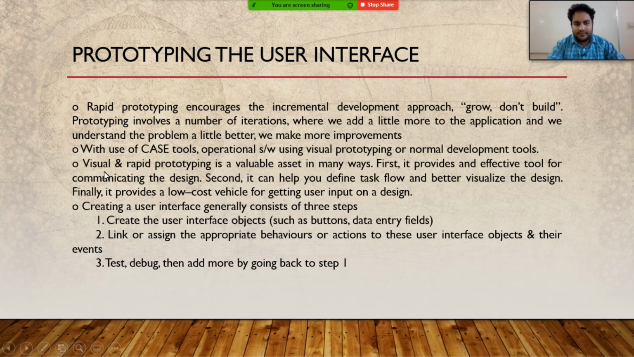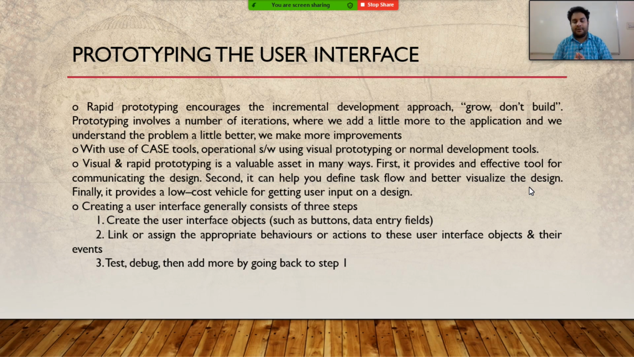So visual prototyping means it provides an effective tool for communicating with the design. Whatever you have built, whatever you can see, that is visual. Visual means whatever you can see. We have to communicate with whatever we can see on that web page and refine our development process. Second, it can help you define the task flow and better visualize the design. Whatever you have designed and whatever flowchart you have kept in mind for your application, it will help you in refining that flowchart, that design process also.